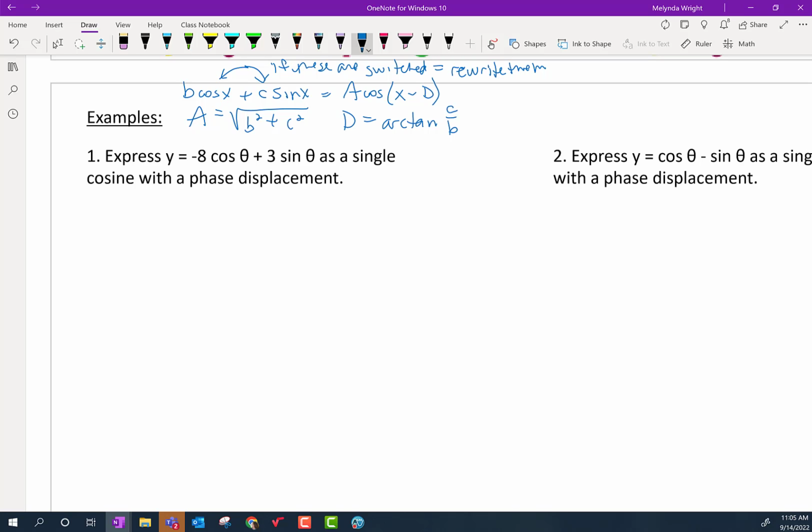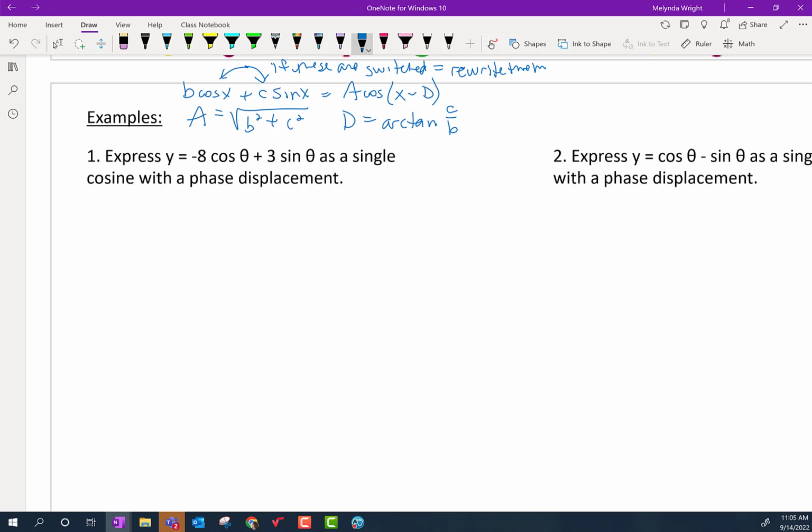And the way you can remember is x comes first, then y, right? When we write points, it's x and then y. So be sure cosine comes first, sine comes second. All right, just a note, because I do have one on the homework where it's reversed. So you need to rewrite it, okay? All right. So we're going to rewrite that as a single cosine with a phase displacement. That's fancy words for just use the formula and write it as one cosine. That's all that means.